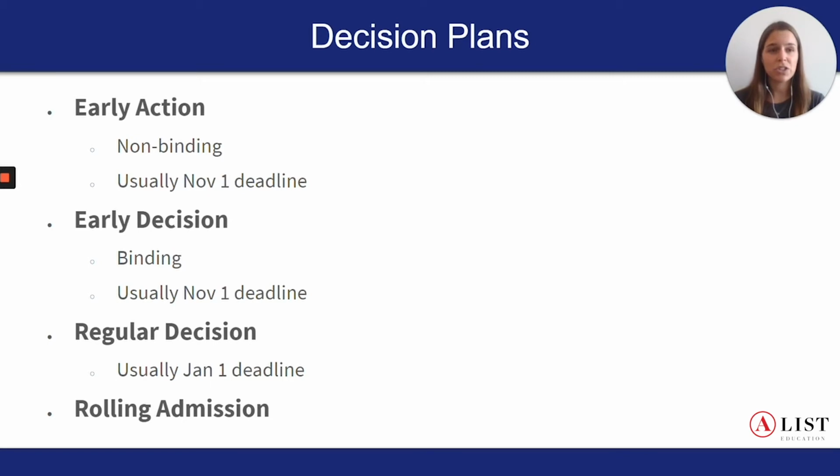Regular decision deadlines are usually around January 1st, and those are also non-binding, as well as rolling admission. With rolling admission, you can apply and usually hear back from the school within 2 to 3 weeks.